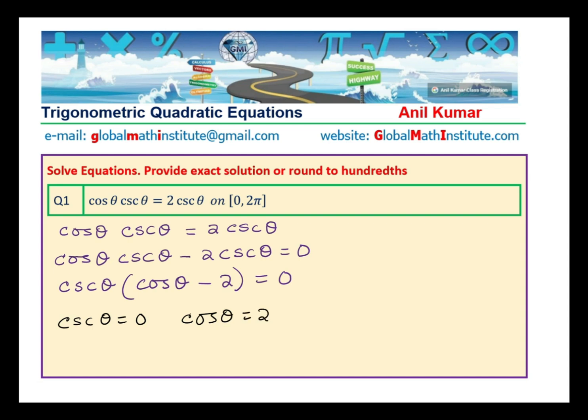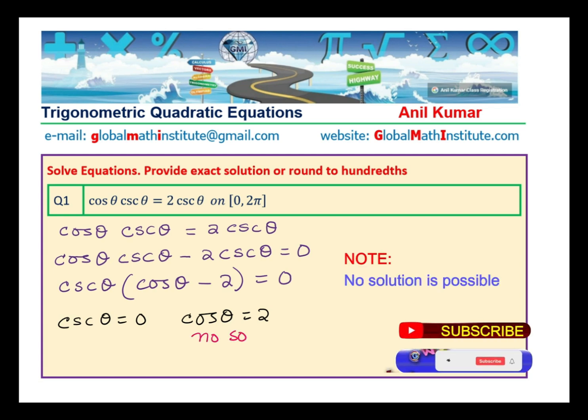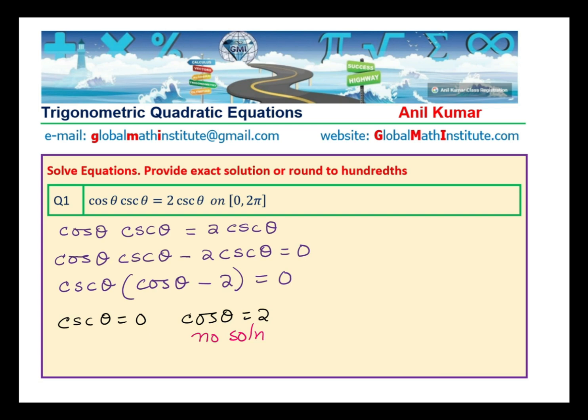As you know, cos theta cannot be 2, so we have no solution for this one. Cosecant theta equals to 0 also does not have any solution, since you know that the value of cosecant theta is either less than minus 1 or greater than 1. So here also we have no solution. So in this particular example, we do not have any solution for the given equation.